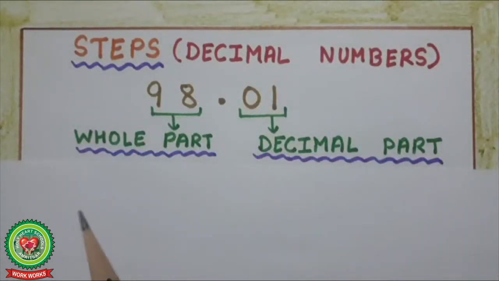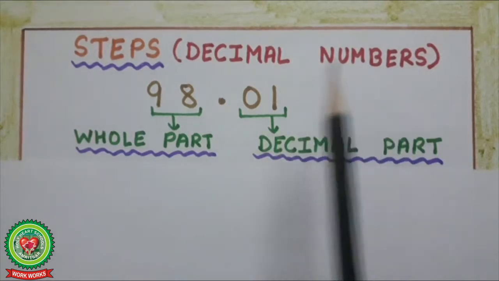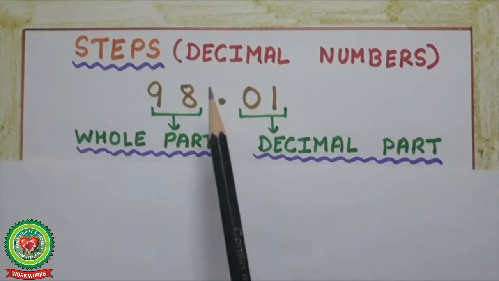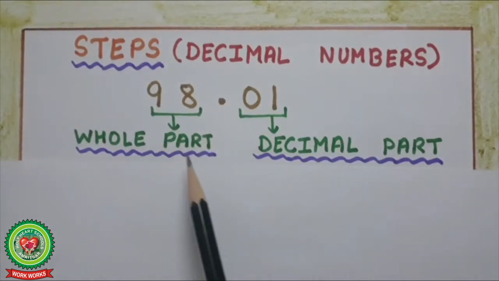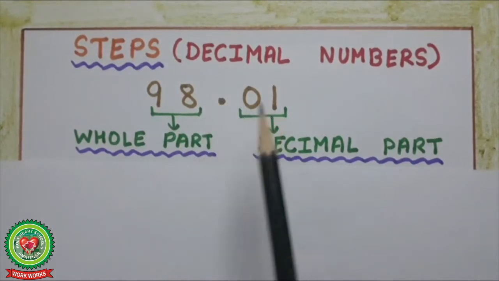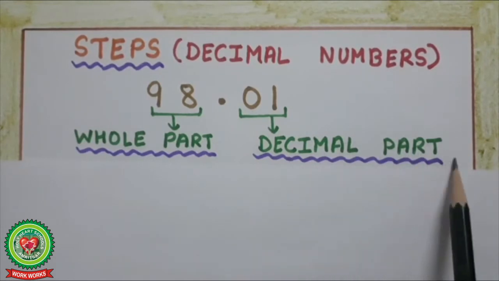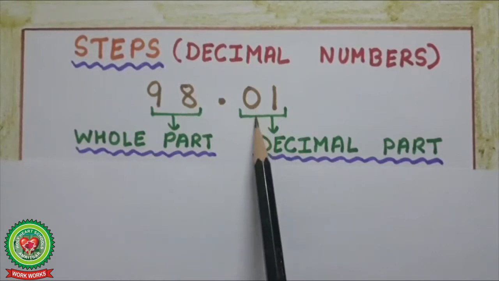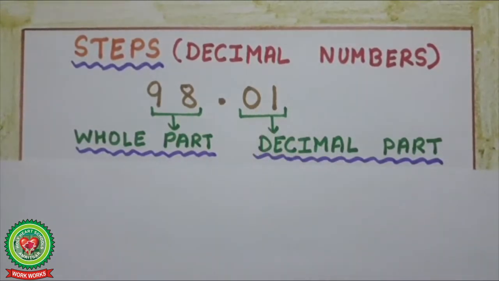Before starting with it, let's recall that decimal numbers consist of two parts. Part before decimal point is called as whole part. Part after decimal point is called as decimal part. Here 98 is whole part, 01 is decimal part.